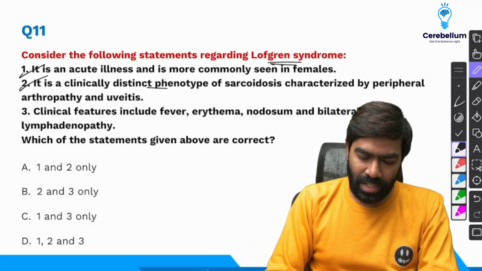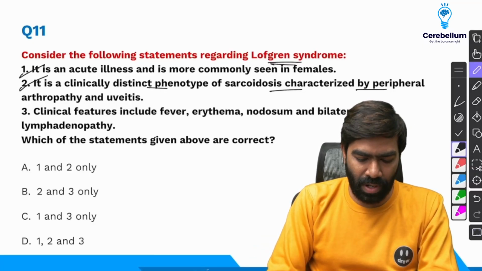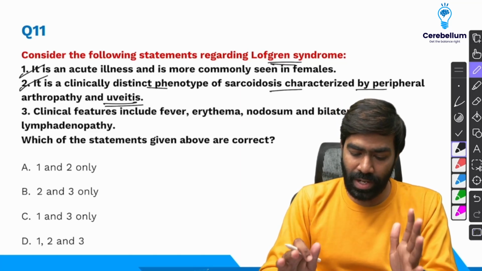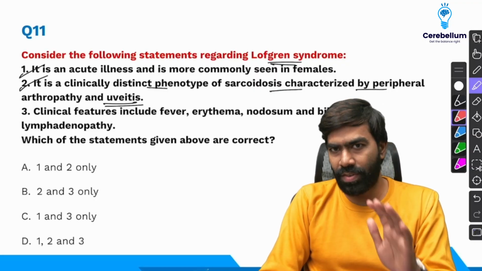Option 2, it's a clinically distinct phenotype of sarcoidosis characterized by peripheral arthropathy and uveitis. Peripheral arthropathy is definitely a feature of Löfgren syndrome, but whether uveitis is a feature of Löfgren syndrome or not, answer is definitely not.